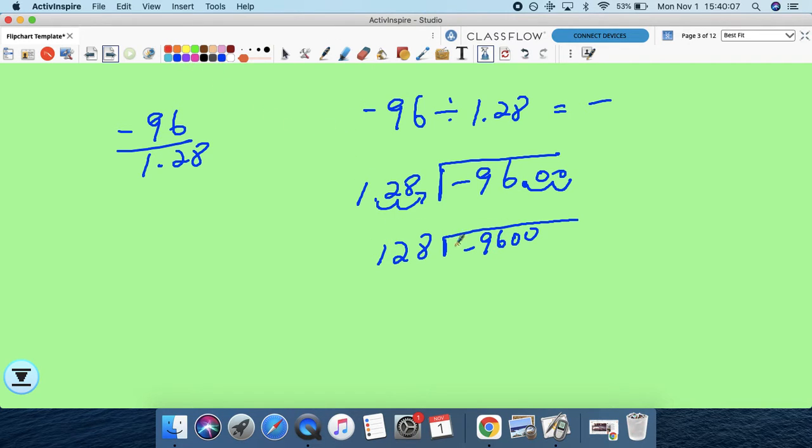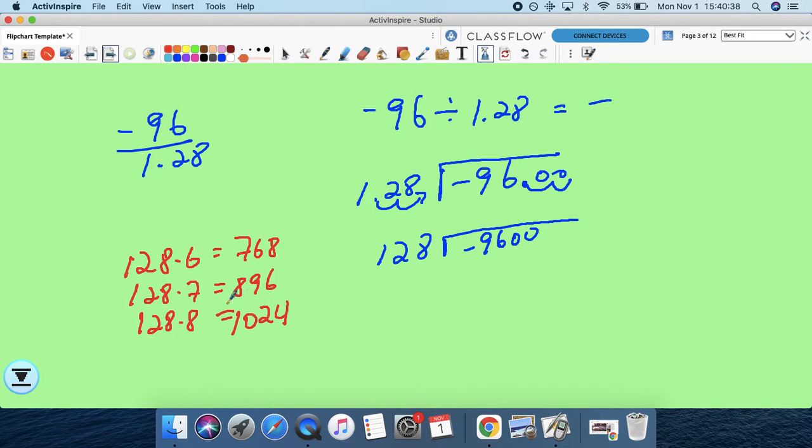Does 128 go into 9? No. Does it go into 96? No. Does it go into 960? Yes. Let's try 128 times 6. 120 times 6 is 768. Let's try one more. 128 times 7 is 896. So that's going to be our number. 128 times 8 is 1,024, which is too much. We're going to use this number right here.